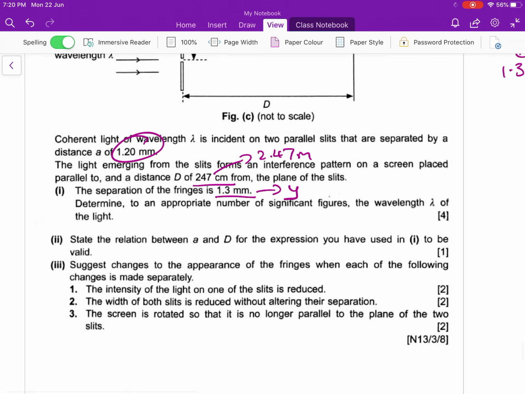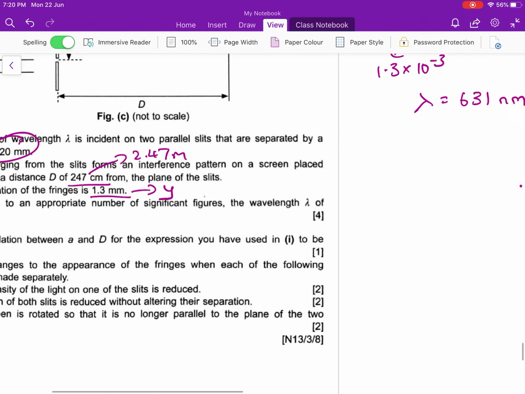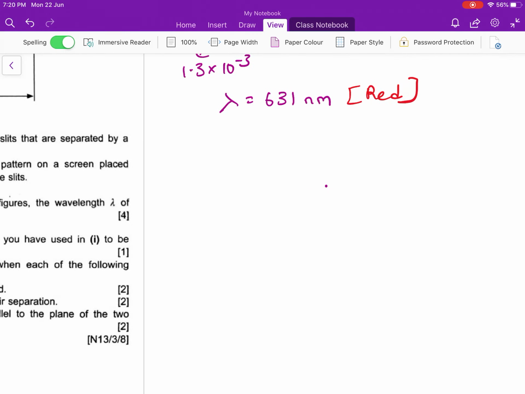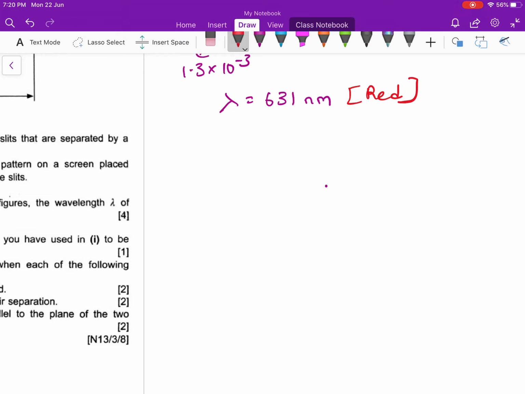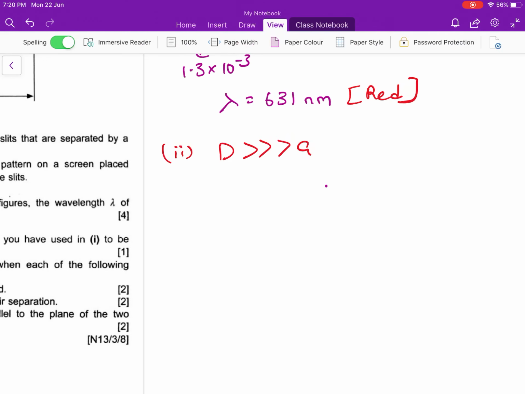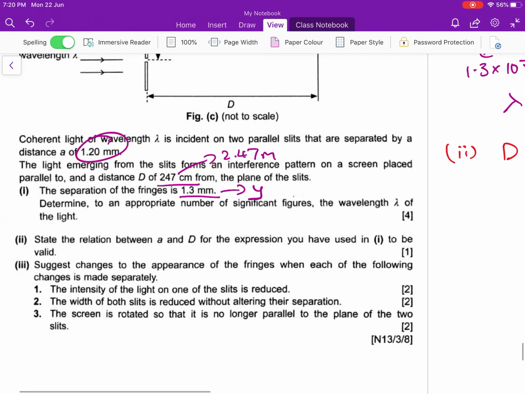So part 2, state the relation between a and D for the expression you have used in part I to be valid. Okay, so this is also quite easy. 这个你 D 要远大于你的 slit separation. Alright. So this is also easy.